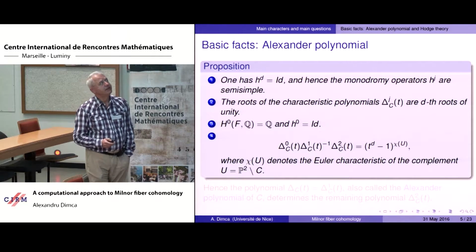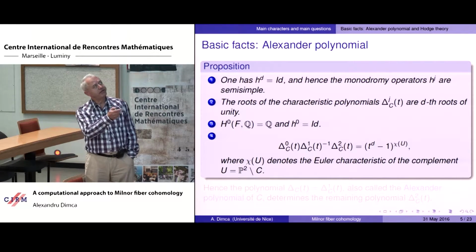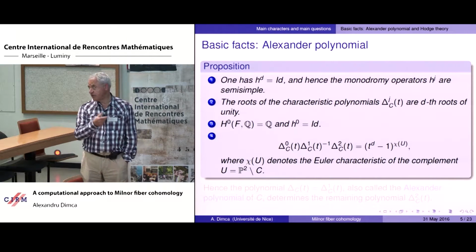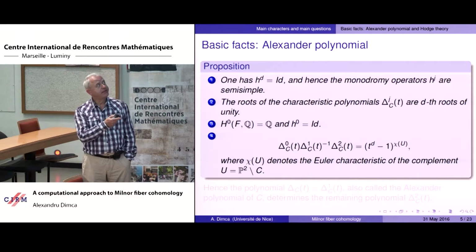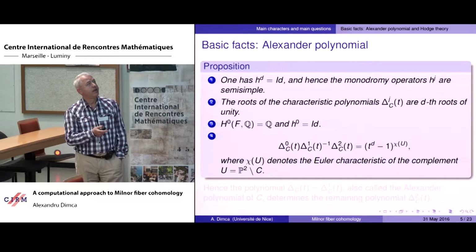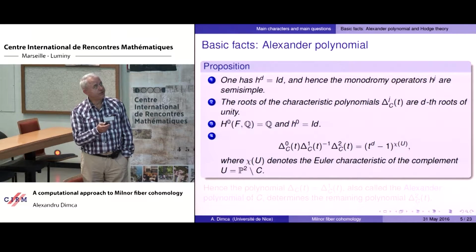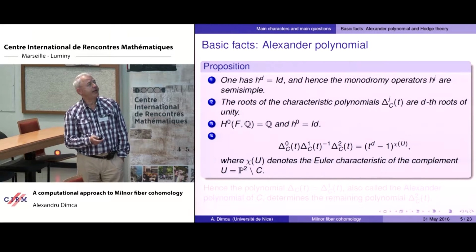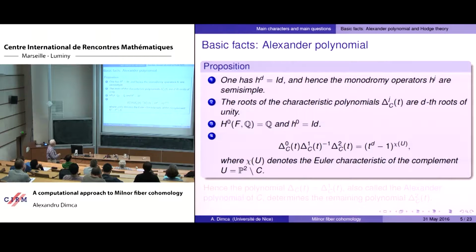Okay? And so even at the level of the map h, because we have such a simple formula, the d-th power is the identity. This implies that all the monodromy operators are semi-simple, so the roots are these roots of unity. H^0 is very simple, and moreover we have this alternating product, which is completely determined by some easy to compute invariant, the Euler characteristic of the complement.